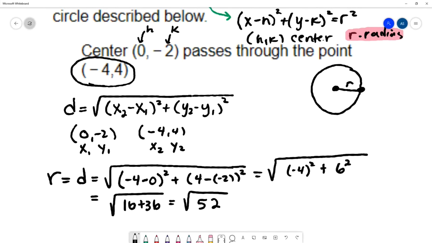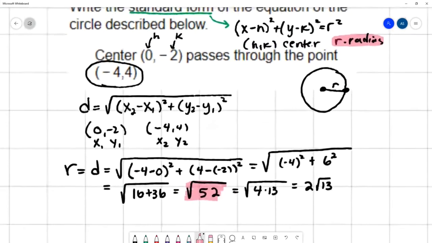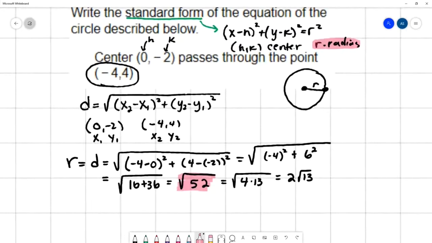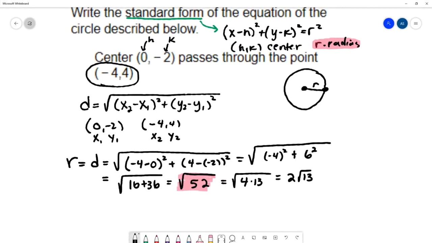Normally we would want to simplify that radical, so let's go ahead and practice it. The square root of 52 is the same thing as the square root of 4 times 13. And the square root of 4 is 2. The 13 stays inside the radical. But it's much more convenient if we use the unsimplified form when we're substituting into our standard form.